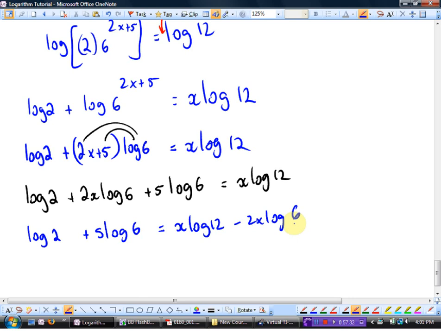Who remembers? Well, first of all, what don't I like about this? How many x's do I have on this side? Two. How many would I prefer? One. How? Factor. The math F word, not the F word you're thinking of. Factor.